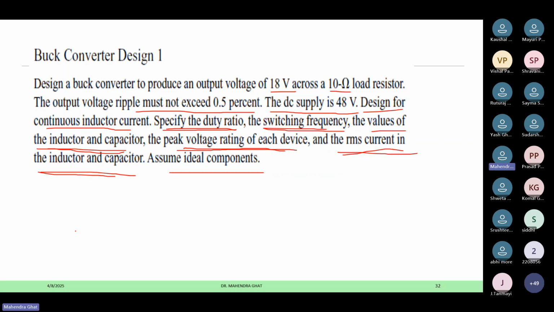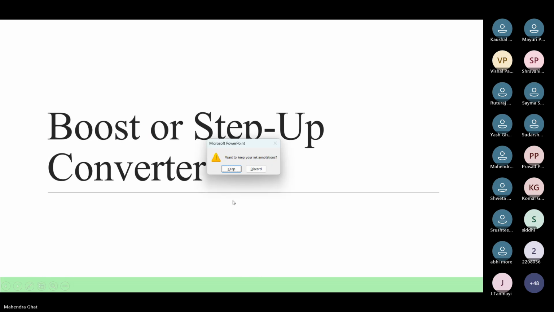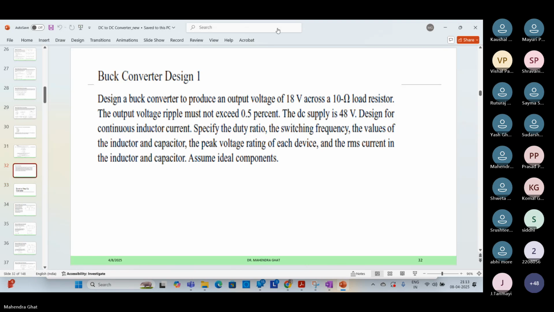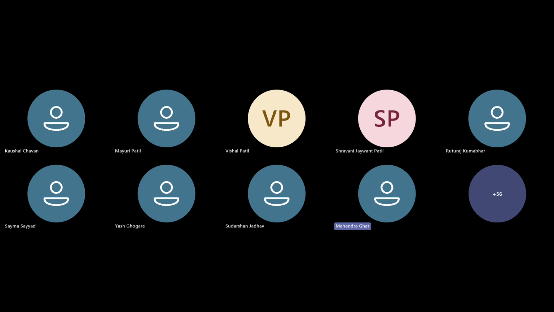Clear? Any doubts? So try to go again through the buck converter. Try to analyze all the equations, solve the problem which we have given, and design the buck converter to the given requirement.